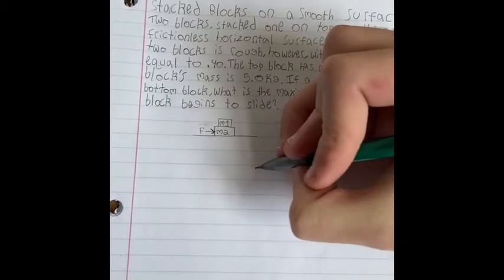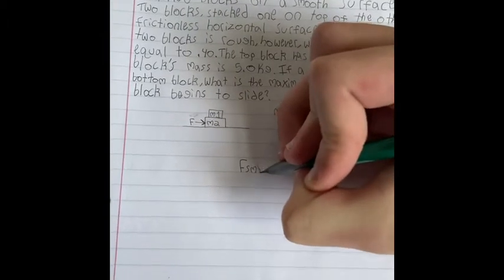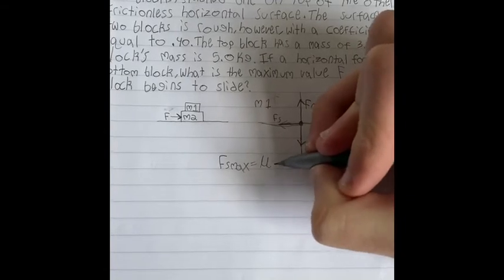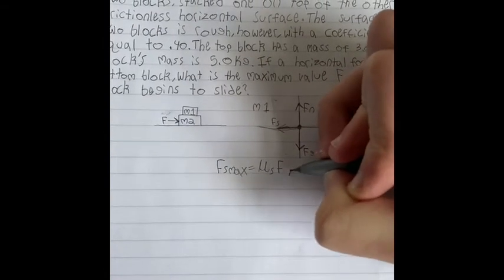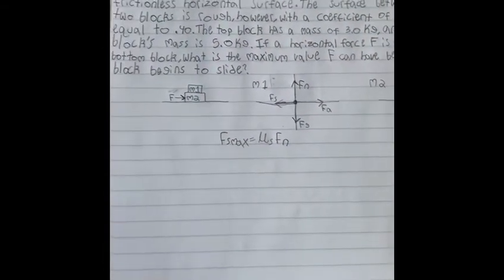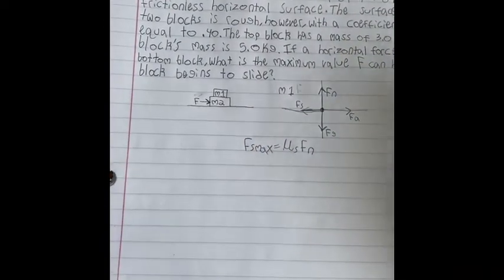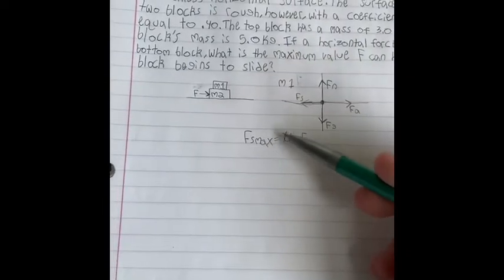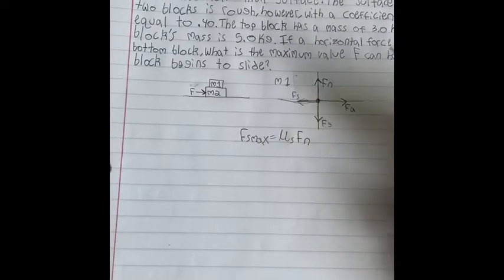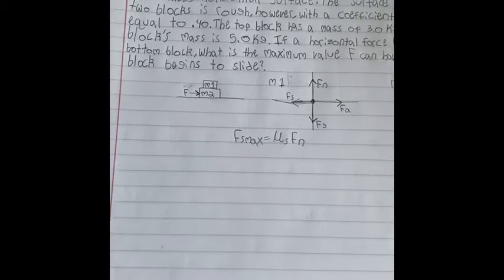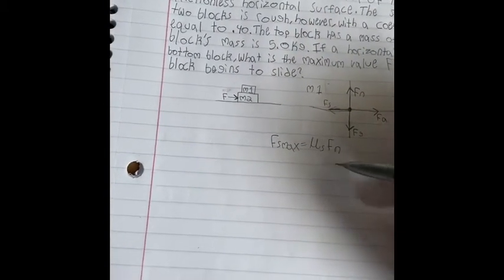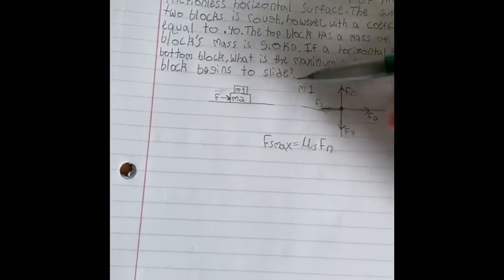So essentially the formula that we want to use is Fs max is equal to mu s times the normal force. And we want to set it equal because that's the maximum value that it can be at. If it was a less than sign, the top block would still stay on. But since we're setting it equal to, that's the maximum value, and if it was a greater than, the top block would slide off.